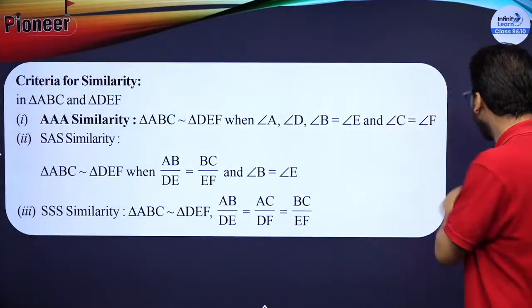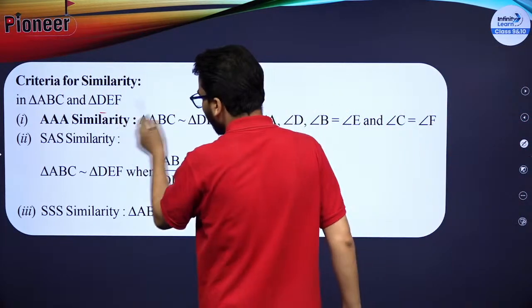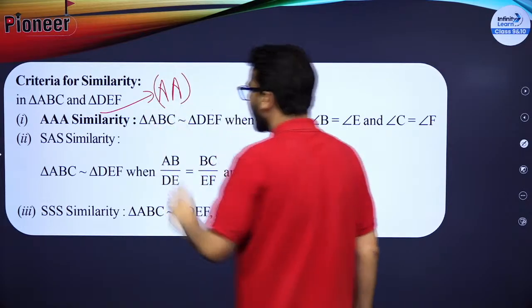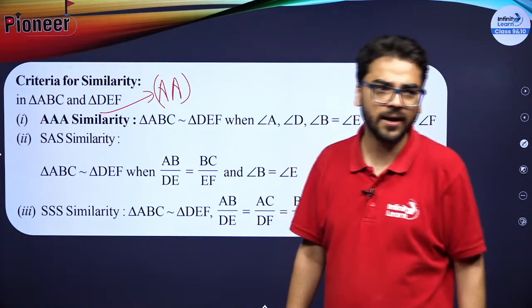So these are the similarity criteria, guys. The first one is the AAA similarity criterion, or you can say double A, angle similarity criterion. So you can call it triple A similarity criterion or angle.